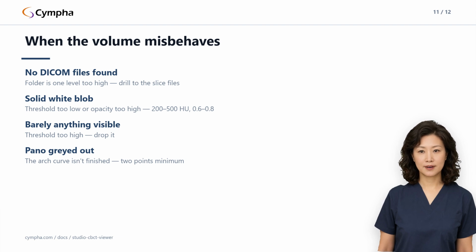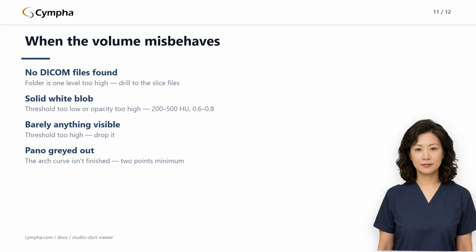Drop it. And if Pano stays grayed out, you either haven't drawn the arch curve yet, or you turned the tool off before placing at least 2 points. Turn arch curve back on, place points on the axial pane, and right-click to finish.